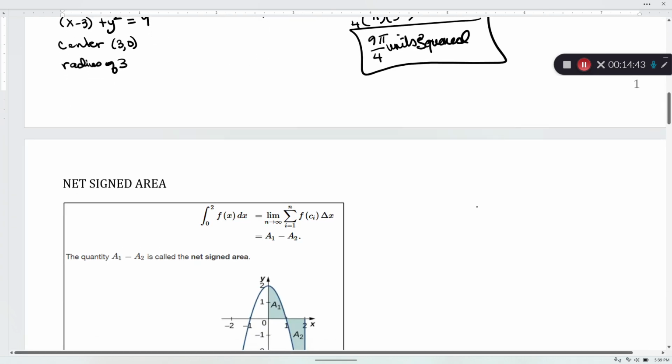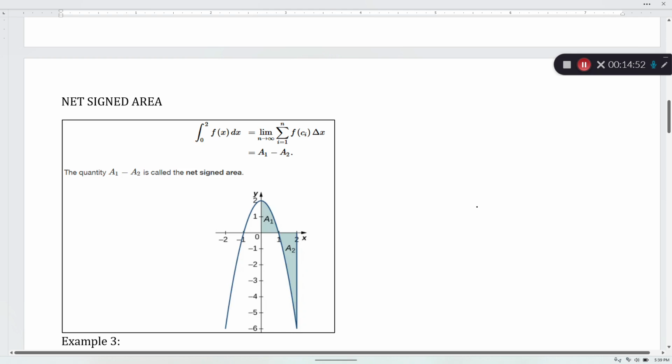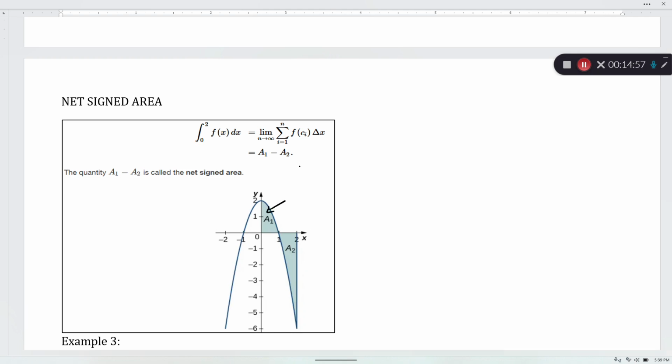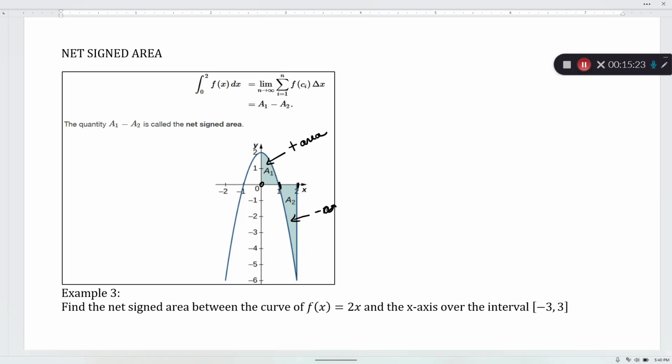Okay, we're going to talk about net signed area. And by signed, we mean there's positive areas and there's negative areas. If you look at this picture, the difference is what's above the x-axis and below the x-axis. If it's above the x-axis, we consider it a positive area. If you're running the integral from 0 to 1, you're going to get that positive area, okay? If I'm running the interval from 1 to 2, and the graph is below the x-axis, then this is a negative area, okay?